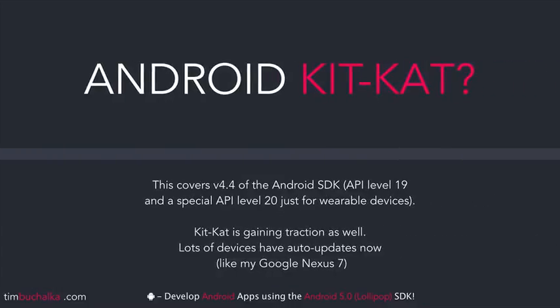And what about Android Kit Kat, which covers version 4.4 of the Android SDK? Well, that's gaining a lot of traction, and whether it's got the majority share over Jelly Bean, I don't know. It's certainly gaining traction. I'm running that on my Google Nexus 7. And the other thing to note here is that as we move forward with lots of new Android devices, they have got auto updates. For example, my Google Nexus 7 actually prompts me when a new version of the Android SDK comes out.